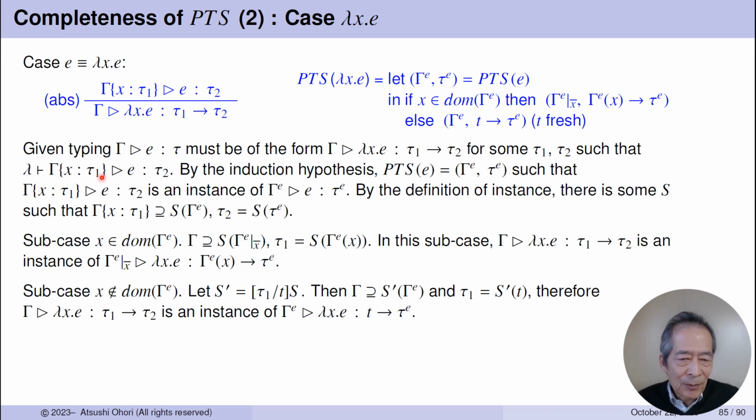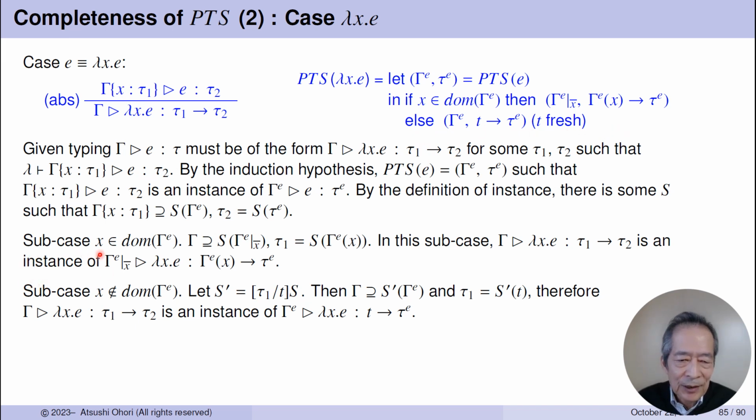Because E has a derivable typing, by the induction hypothesis, PTS of E succeeds with some principal typing such that this is an instance of this one, right? So by the definition of instance, there is some substitution S such that S applied to gamma E is a subset of this one, and S applied to tau E is equal to tau 2. So far we have obtained this, and then we do case analysis on whether the returned result is this branch or this branch, right?